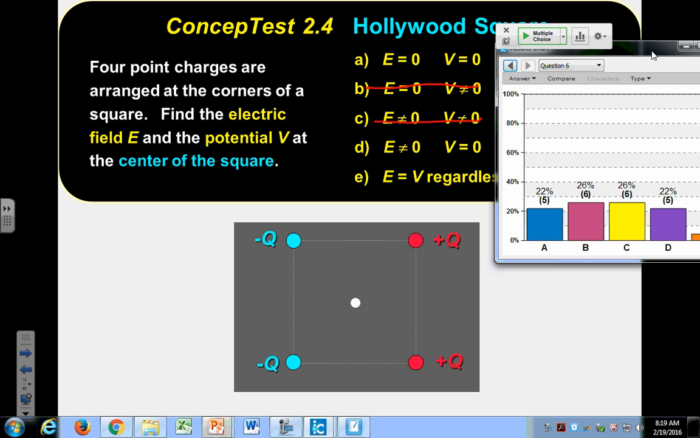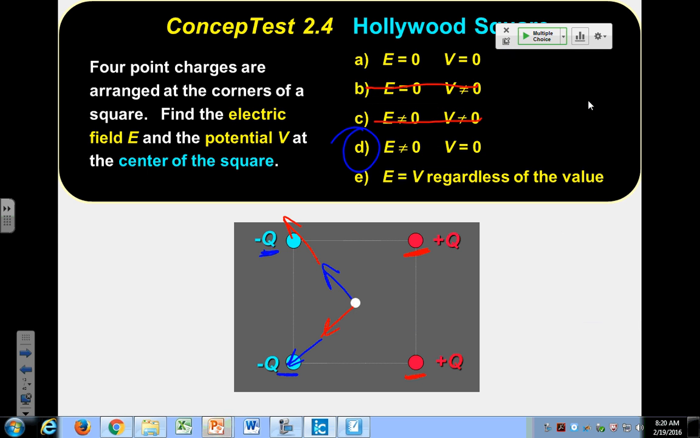And then I want to ask myself about the electric field. Well, the electric field due to this charge is in this direction. The electric field due to this charge is in this direction. The electric field due to this charge is in this direction. And the electric field due to this charge is in this direction. 0 electric field or not 0? Not 0, right. So D is the right answer.